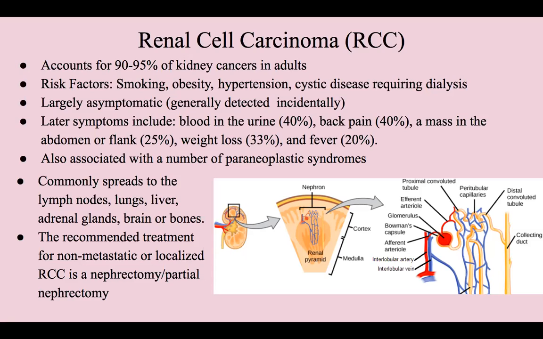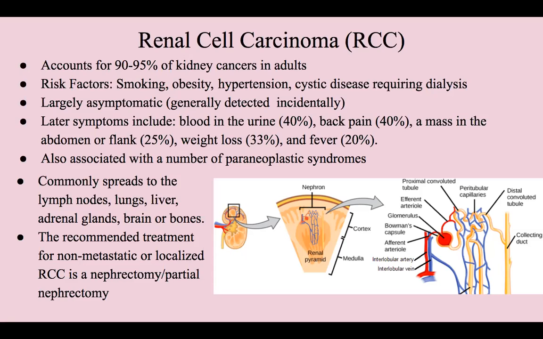As such, RCC is often largely asymptomatic and is generally detected incidentally when a person is being examined for other ailments. This means that patients often have advanced metastatic disease by the time it is discovered. As the disease progresses, symptoms become more obvious, with some of the symptoms including blood in the urine, occurring in 40% of affected persons at the time that they first seek medical attention.